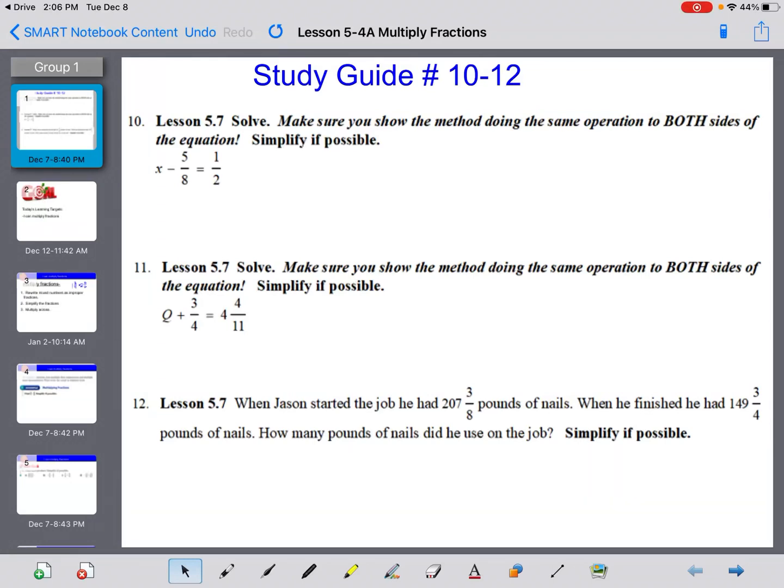This is lesson 5-4A from the Algebra Readiness textbook. Pull out your notes packet and work the study guide problem shown. When you're done, continue the video.